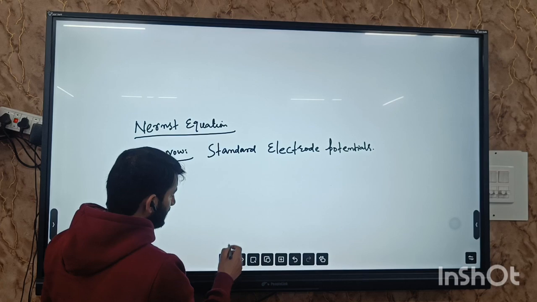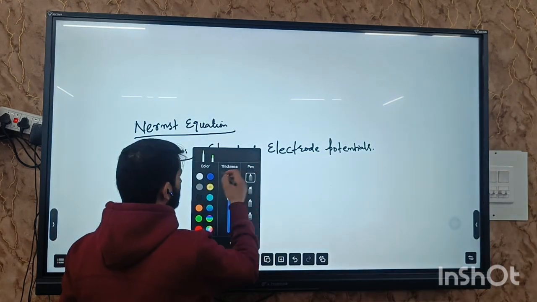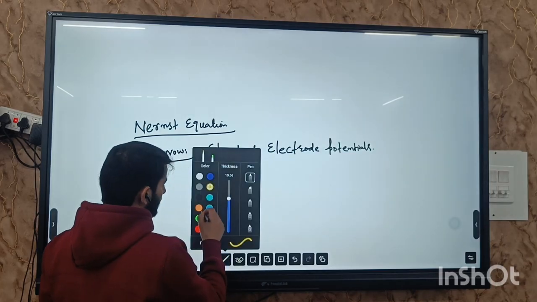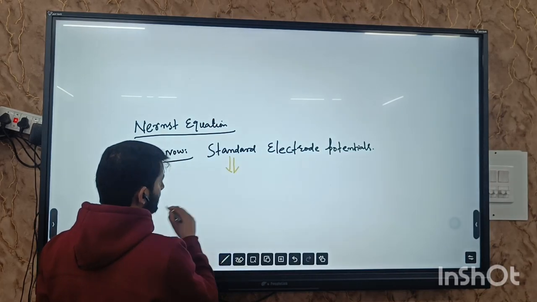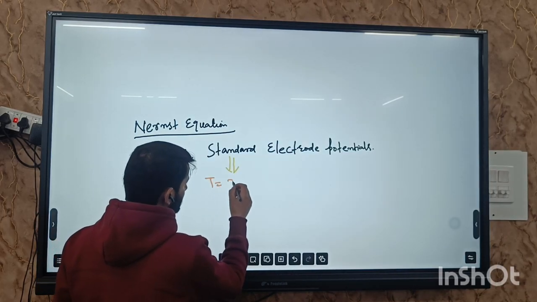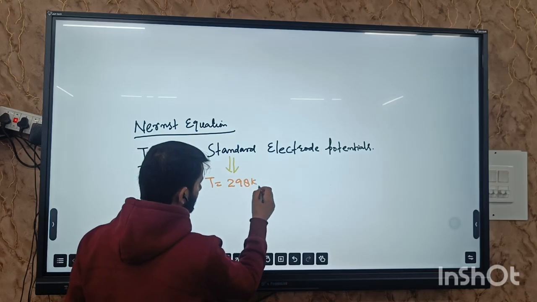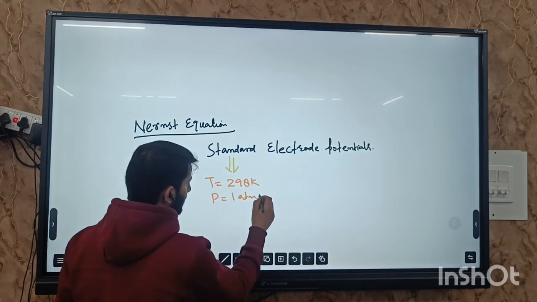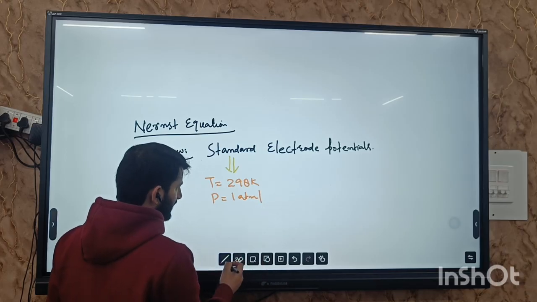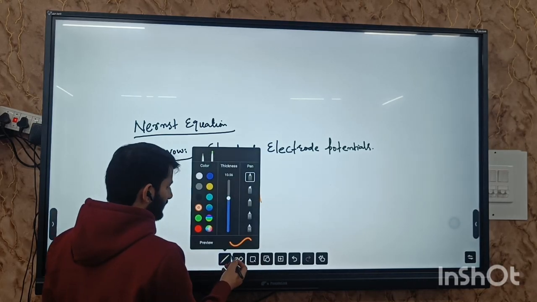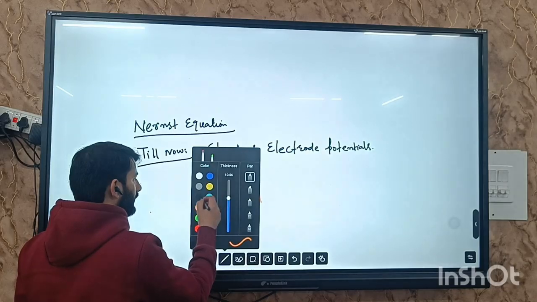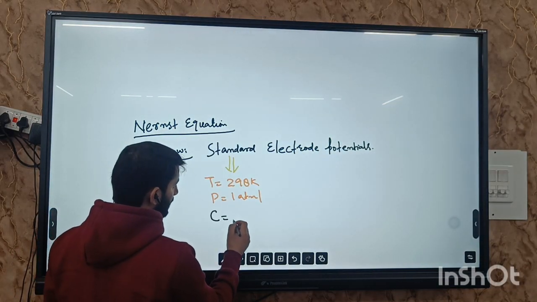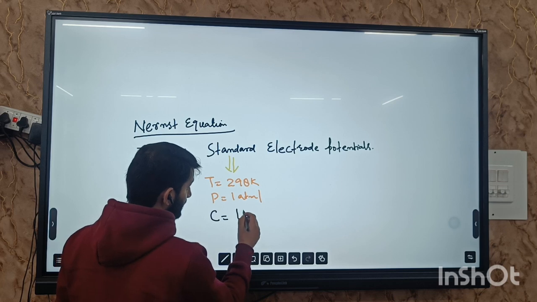Now, in this case, the word standard here refers to what? What do you mean by this? This refers to the standard conditions of temperature and pressure. That is, temperature is 298 Kelvin, and pressure is 1 atmosphere, or 1 bar. Normally, standard conditions are 1 bar or 1 atmosphere, you can take either. And you also consider the concentration of the electrolyte to be 1 molar.